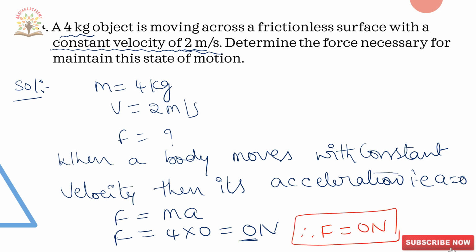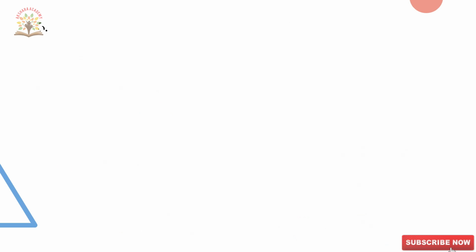This is the force necessary to maintain this state of motion. When a body moves with constant velocity, its acceleration is 0. So F is equal to m into a. m is given as 4. 4 into 0 is 0 newtons. So F is equal to 0 newtons. Next we will go to the next question, the fifth one.